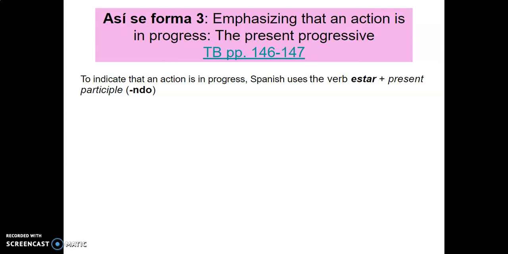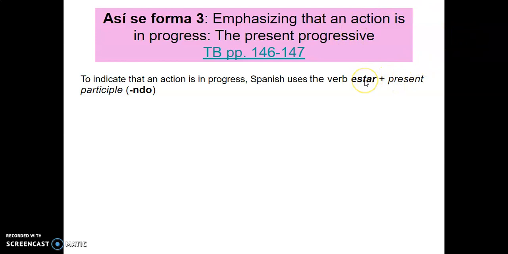But there is an actual construction that we can use where we are literally saying the action is in process, is in progress of happening. So that's why we call it the present progressive. If you think about the action is progressing in that moment. And we start with the verb estar.